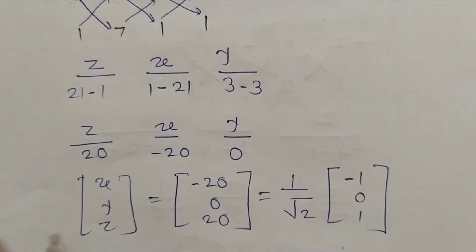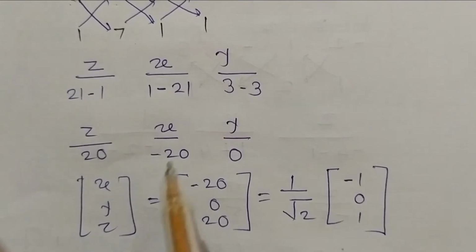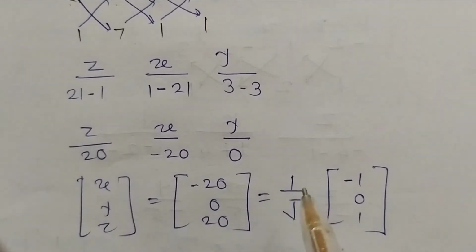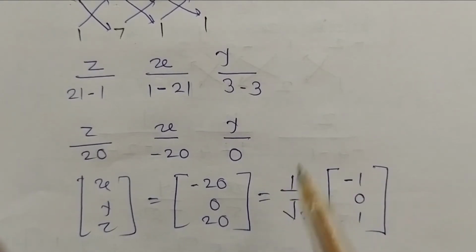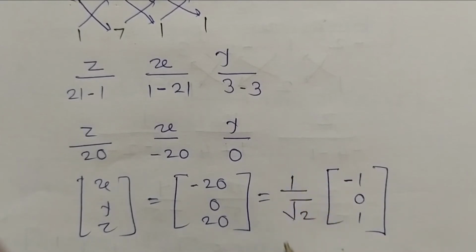We can write it as x, y, z: x is minus 20, y is 0, and z is 20. When we divide this by 20, it becomes minus 1, 0, and 1. So it is 1 upon under root of 1 square plus 0 square plus 1 square, which is 1 upon under root 2. So this is the eigenvector when lambda is minus 2.